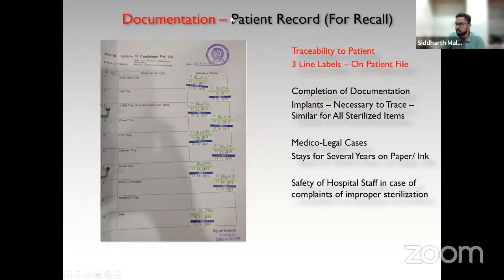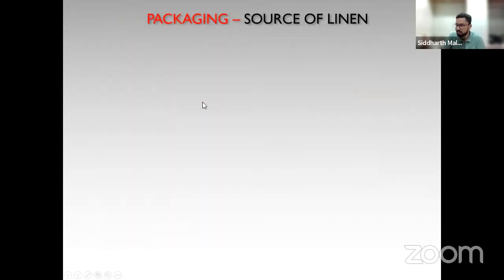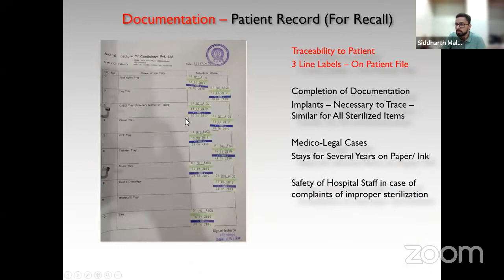One of the hospitals that we know, they have a patient record. As I told you, if for one particular patient you are using 10 different trays, you have a batch monitoring sticker for every tray and the name of the tray. So just in case they come to you saying that there was some problem in my CABG case, there is some infection, you have an indicator showing that the sterilization has happened. This is going to correspond to the actual indicator which was placed inside your autoclaves, the class 6 and class 5 ones. That correlation will ensure that complete batch traceability is there and you are not at fault for any of the infection.